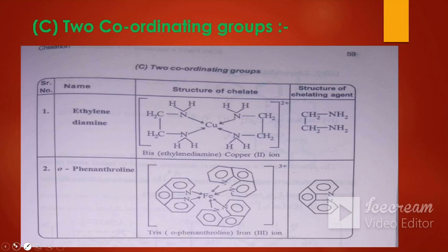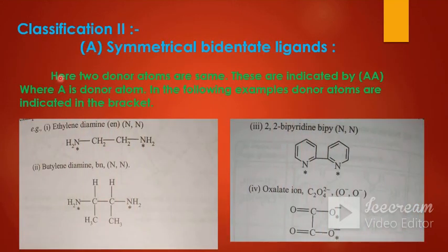Next, classification 2, subclass A, called symmetrical bidentate ligands. Here the two donor atoms are the same. These are indicated by AA, where A is a donor atom. In the following examples, donor atoms are indicated in the bracket.